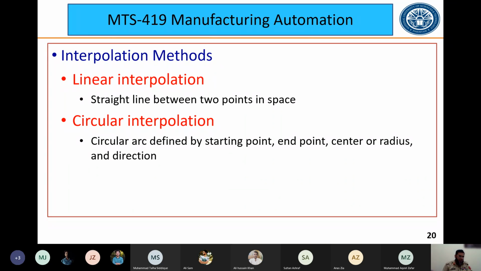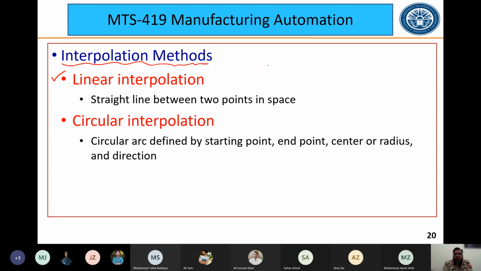Okay, so let us move forward and talk about what type of these operations or movements can be termed as interpolation methods. Let us first see the linear interpolation. Linear interpolation means that we are carrying out some cutting process or metal removing process while our tool is moving in a linear direction. Let's see how that would be.